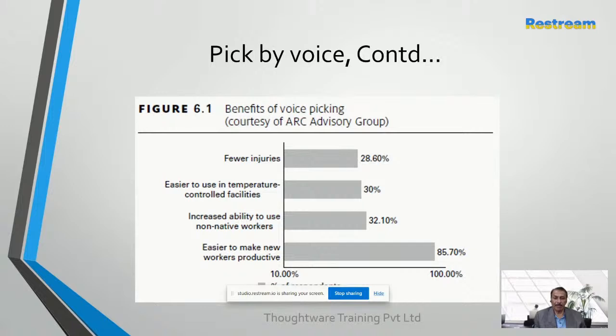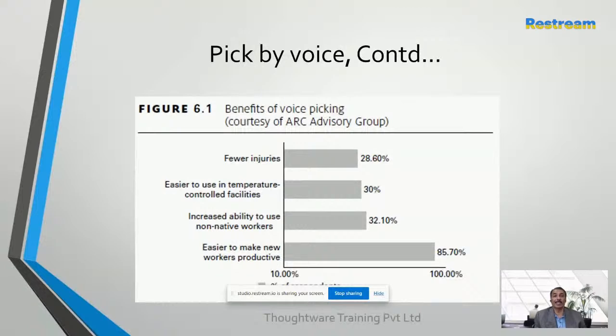And you can see the benefits of voice picking. For example, the highest benefit is that it is easier to make new workers quickly productive. You can see up to 85% of the people who responded to this survey said so. The second one is increased ability to use non-native workers. In India, of course, you have a lot of mixed languages among people who may not be from the same locality, and this can help if you are able to communicate to them in their language. The third one is that it is easier to use in a temperature controlled facility.